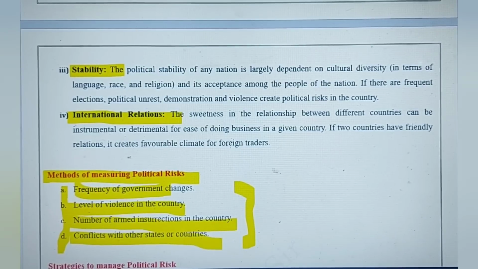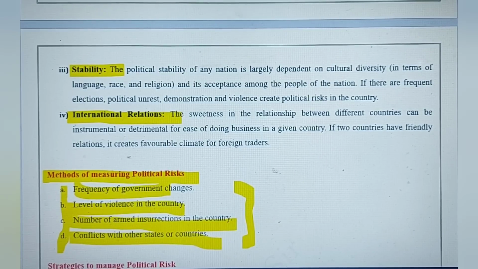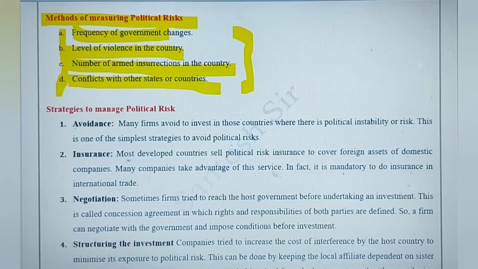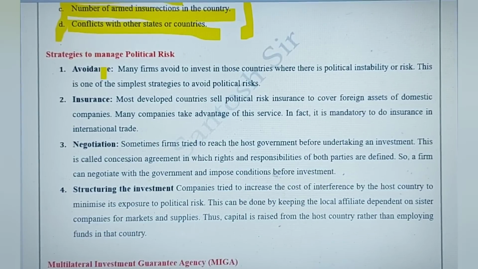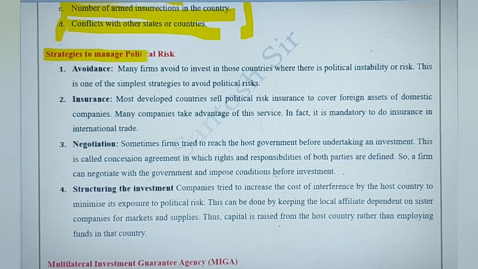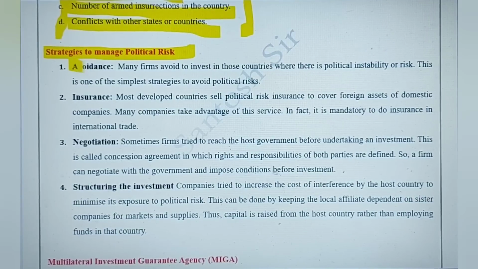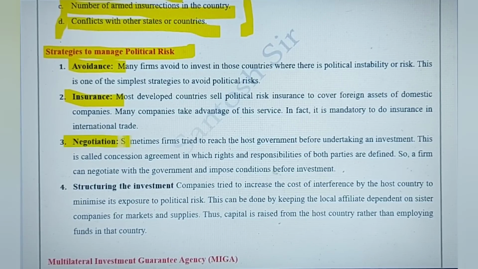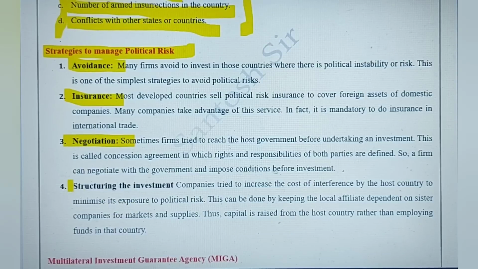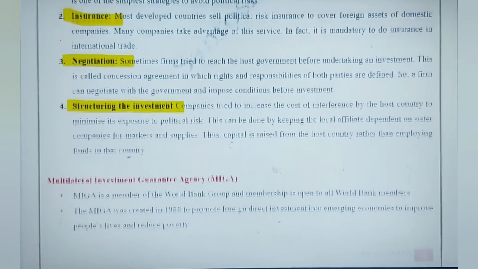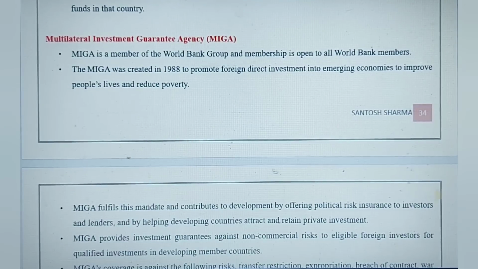We know about how political unrest happens in a country, and we generally encounter it in India quite often. So there are a few strategies which the company can take to manage this political risk. It can completely avoid them. It can take out insurance for that. It can negotiate with the foreign companies and government. Then it can make a structured investment rather than making the full investment, so it can invest in a few amounts.